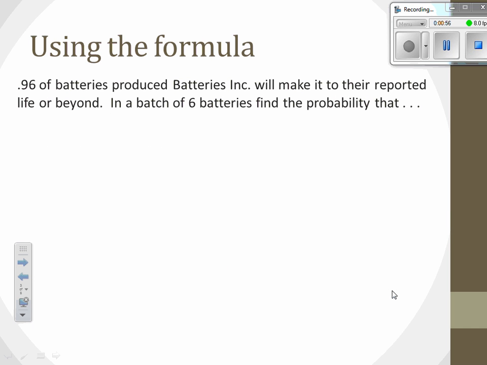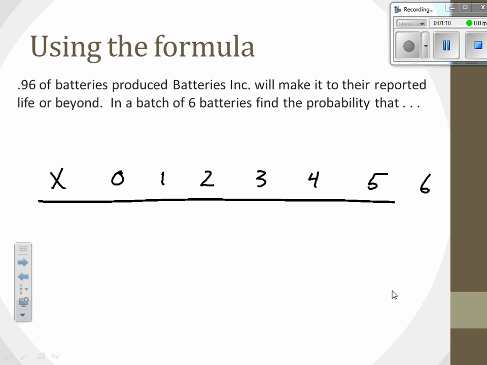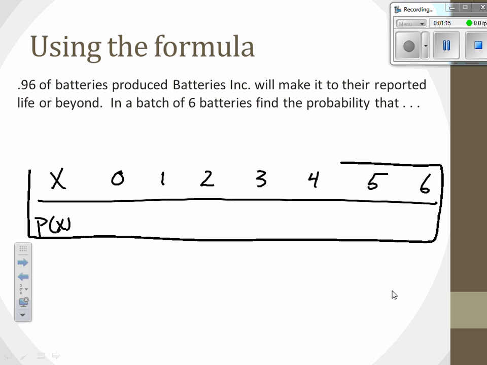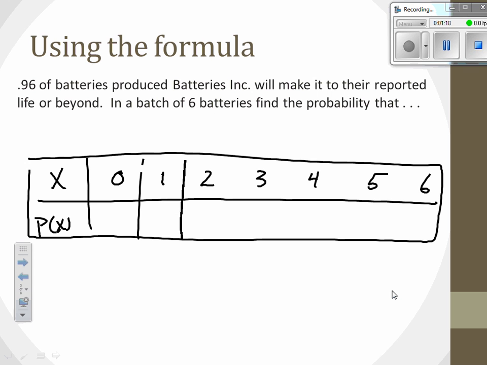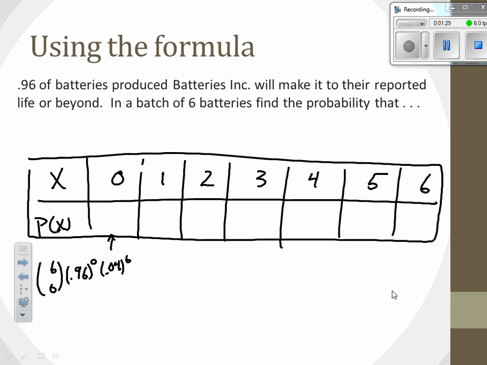The first thing that I'm going to do then is come up with a quick table. We could have 0 good batteries, 1, 2, 3, 4, 5, or 6 good batteries. And then we're going to let the formula do the work for us. We're not going to go through and do all the individual outcomes like we have been doing. So in other words, this would be 6 choose 0. If we want 0 good batteries, that would mean we have 6 bad batteries.